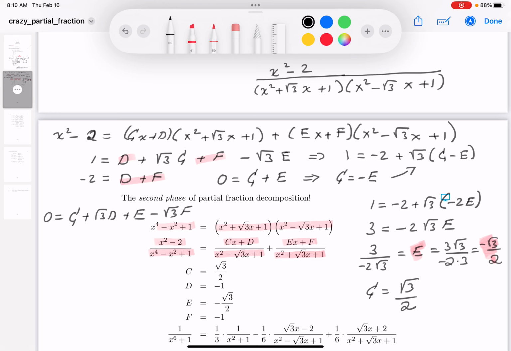All right, let's take a look. C plus E is still 0, so I get this over here: 0 equals root 3D minus root 3F. Again, I know C plus E is still 0. And my question is, can I figure that out? And I think I can. I'm going to multiply both sides by root 3. I still get 0. This should be 3D minus 3F.